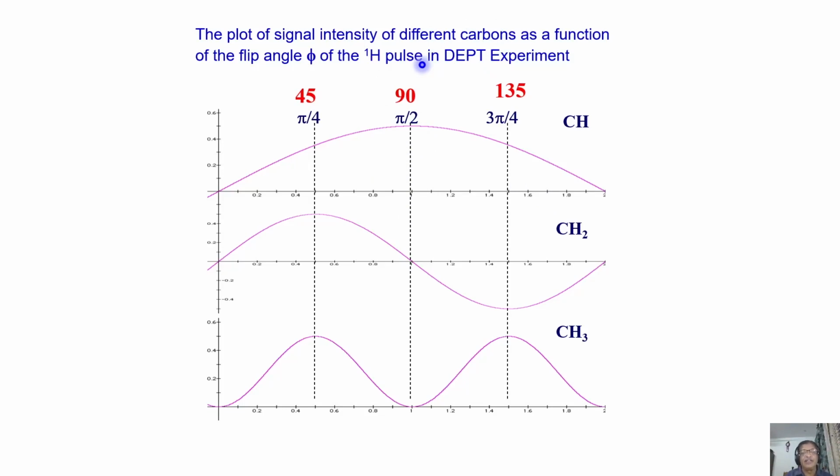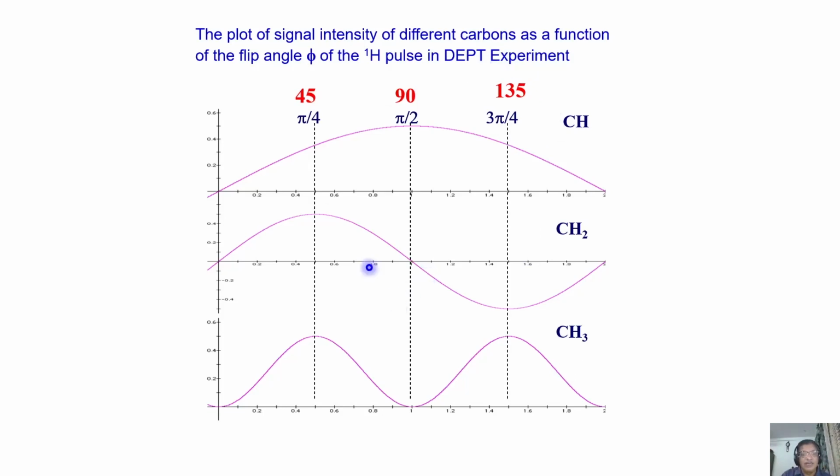Then the question comes: how do you distinguish between CH2 and CH3 carbons? I may have CH2 and CH3. How do I identify them? There are two questions to be answered. First, you filtered out only CH carbons. Fine. Next, you have to assign CH2 and CH3 carbons. That is the second point. And the third is, between these two, I have to distinguish what is what. What I will do is another experiment with the last flip angle pulse as 135 degrees.